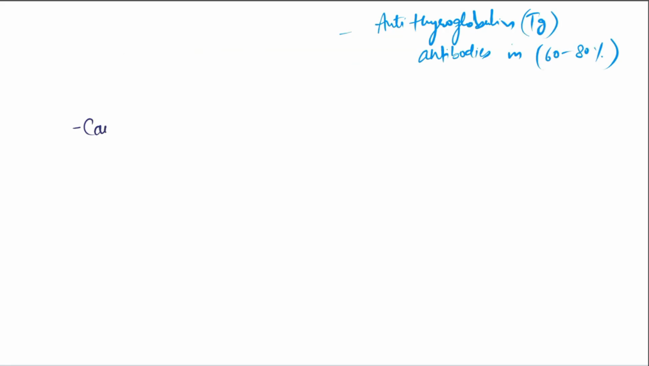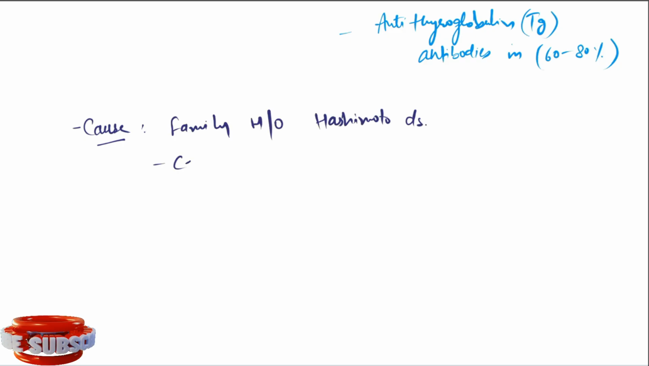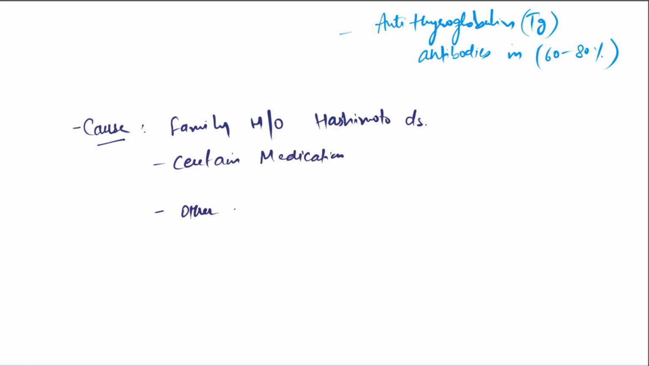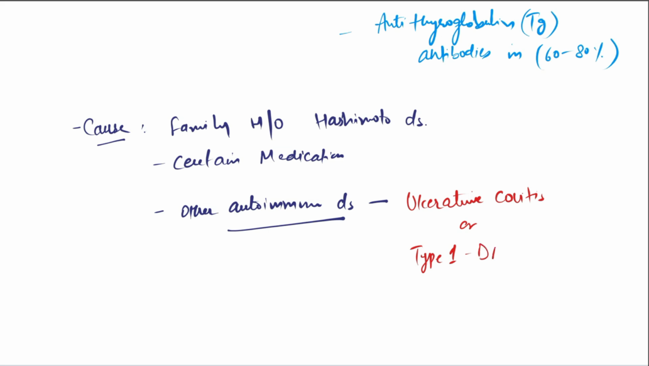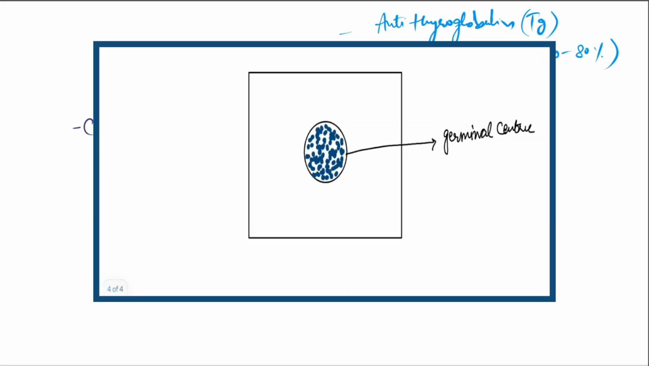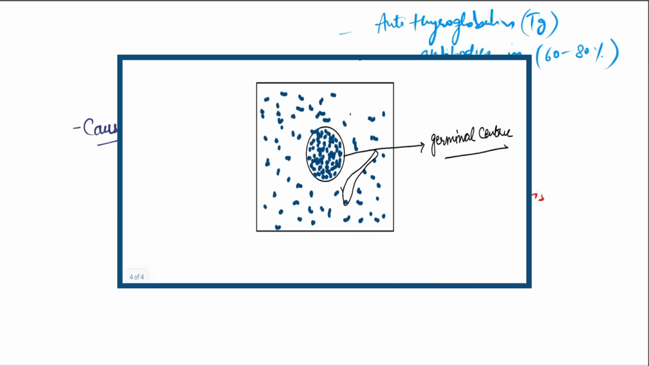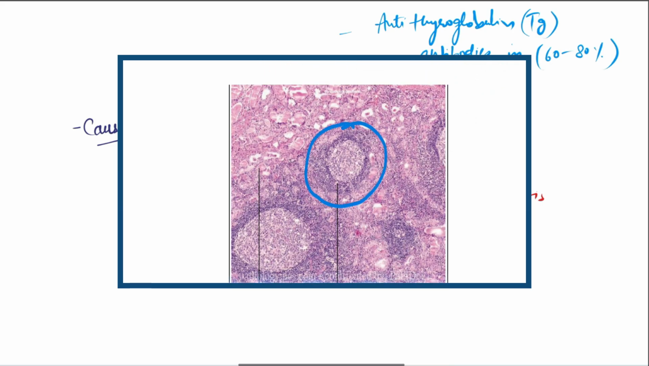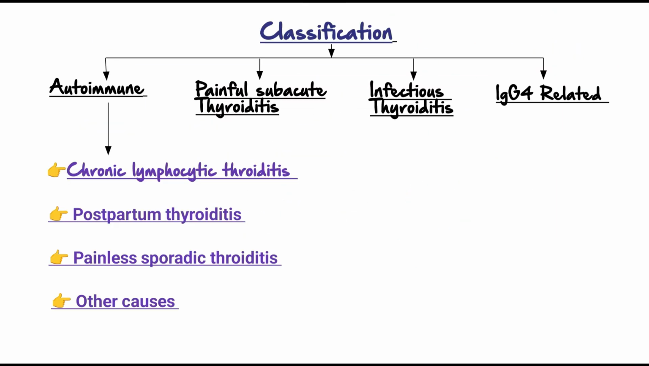The exact cause is still under research. Possible causes include family history of Hashimoto disease and certain medication that we will discuss later in this part. It is often associated with other autoimmune diseases like ulcerative colitis or type 1 diabetes mellitus. The complete pathophysiology was discussed in the previous lecture, where we discussed the presence of germinal center, fibrosis, follicular cell hyperplasia, and the presence of oxyphil cells. Please go and watch the complete video.